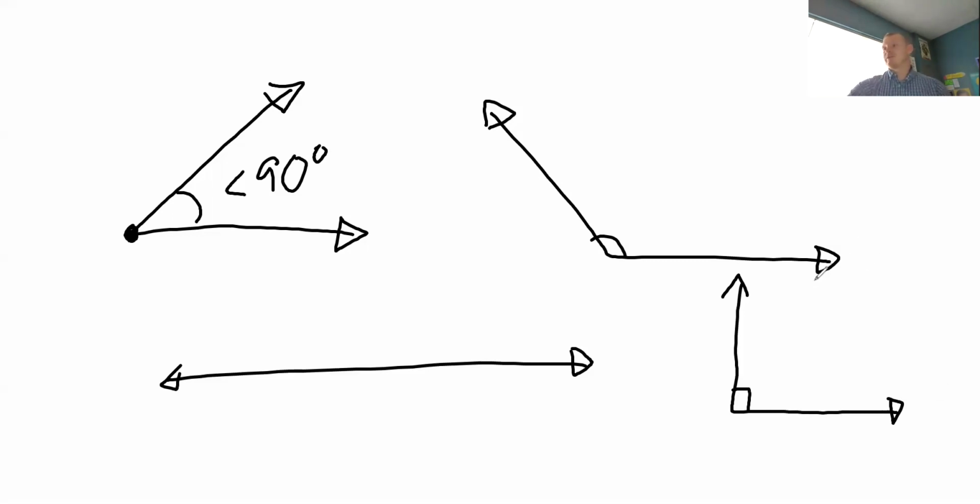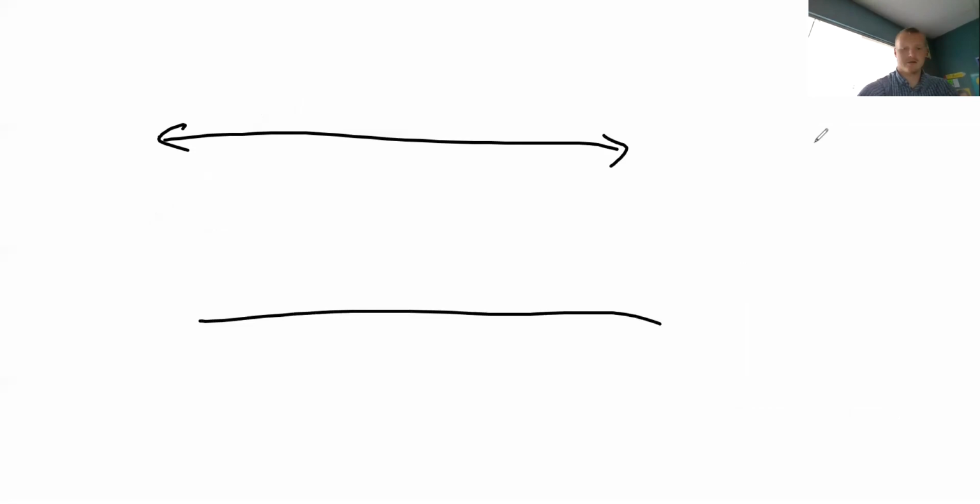It'd still be a right angle, even though it has a little curve on it. Okay, so example 3 on page 41. It says, which line is parallel to line AB? So let's draw this real quick. I have a line here, got a line here.